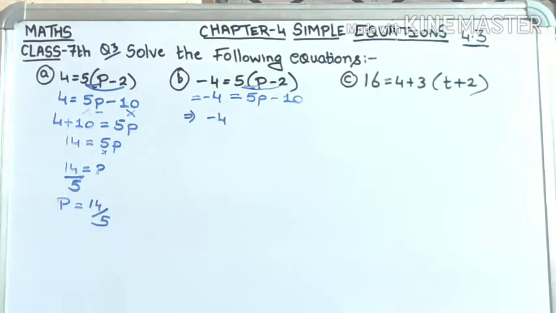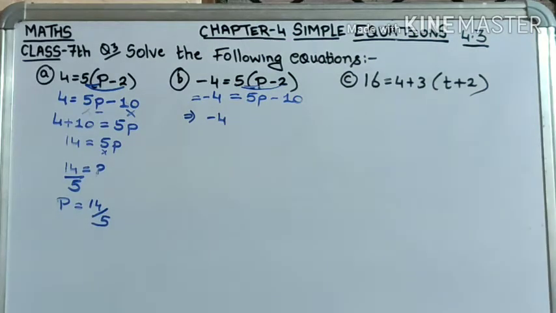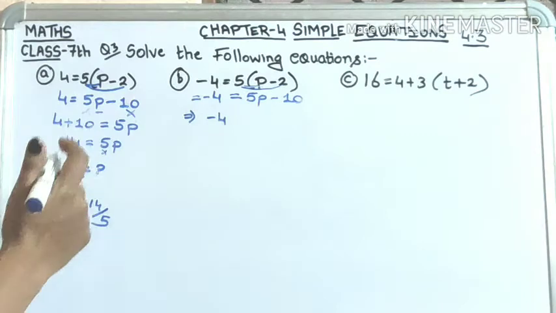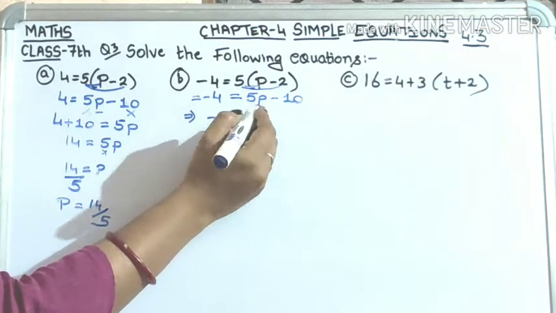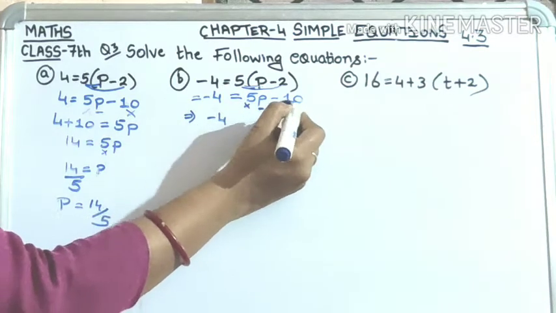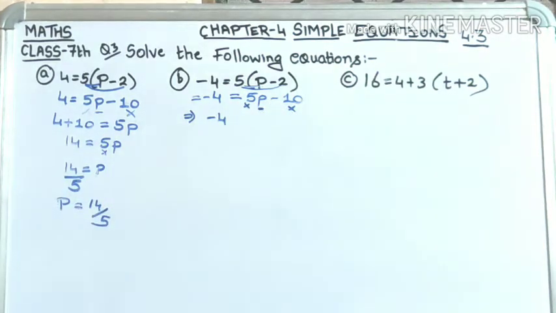Before moving to the next step, we have to transpose the terms. Here p is the variable, and with the variable p, two numbers are given: one is 5 and one is minus 10. So first we have to transpose this minus 10, and when this minus 10 is transposed, it will become plus 10.